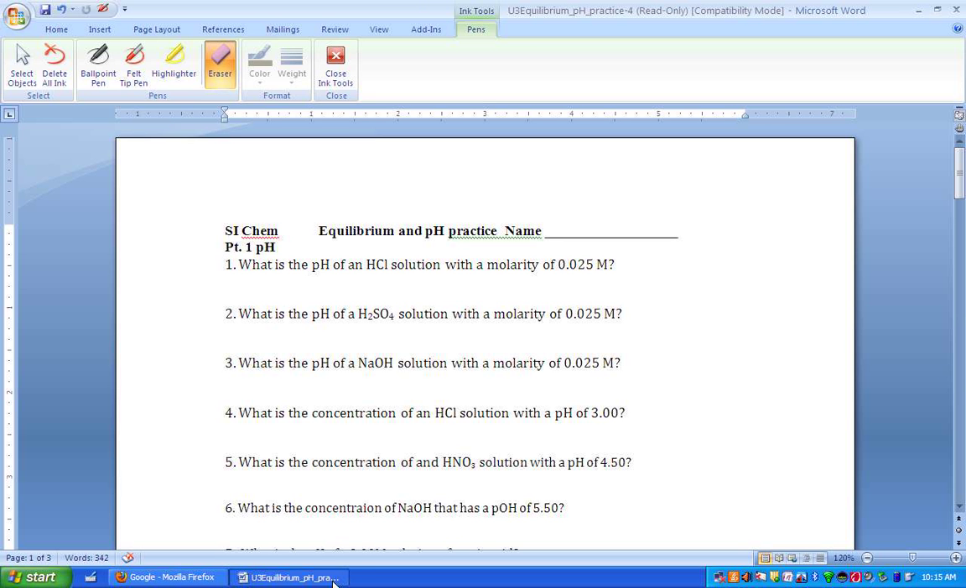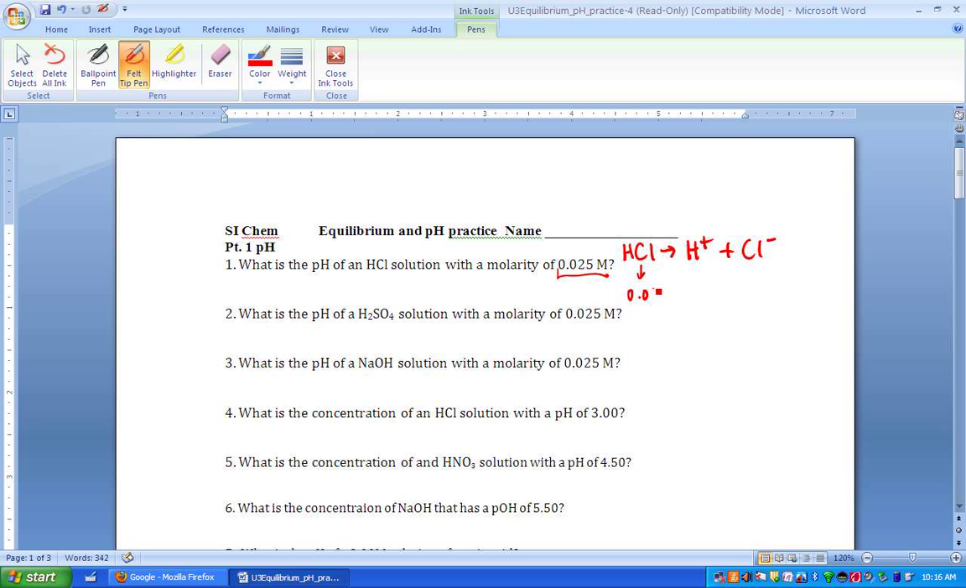The first problem asks you to find the pH of an HCl solution with a molarity of 0.025 M. What you need to know is that you can find the H+ concentration using this information, because HCl ionizes in water to give H+ ion and Cl- ion. You need to look at the molar ratio to figure out the H+ concentration using the HCl concentration.